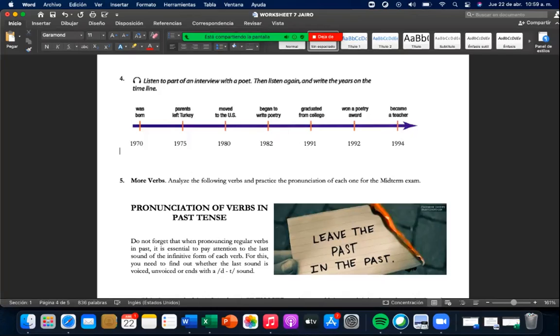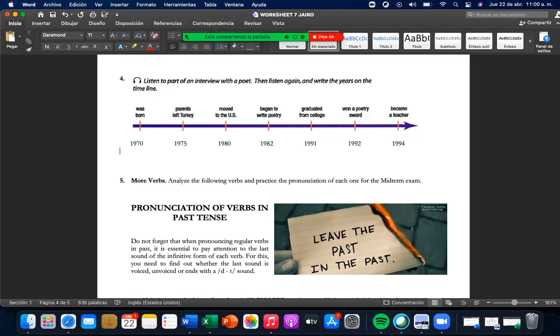So, an example, guys, I'm going to do an example. Hi, teacher, my name is Jairo Andrés. I was born in 1993. I moved to Armenia in 1997. I began my primary school in 1996 or 1997, I don't know. Then in 2001, I traveled to the United States for the first time. It was amazing.